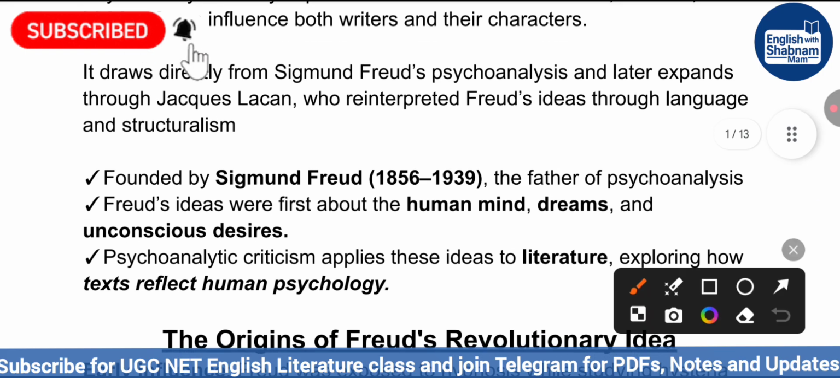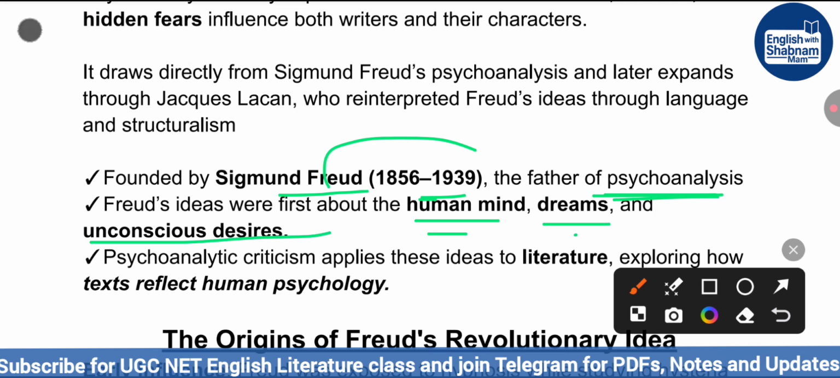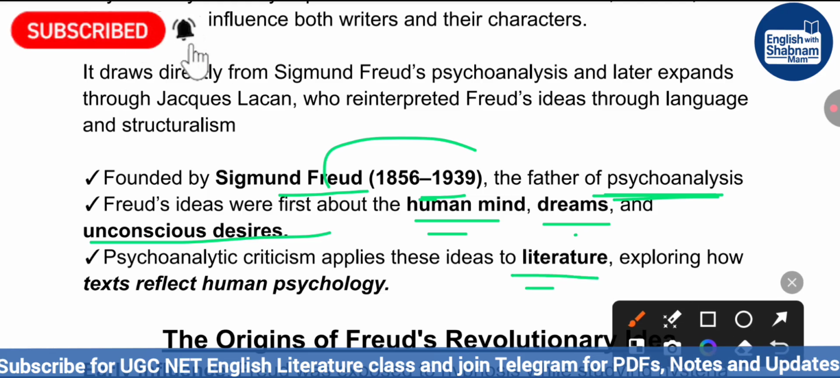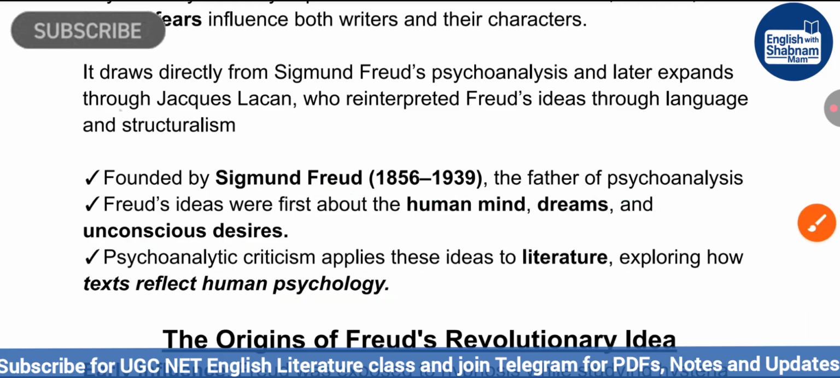Okay. So this theory was founded by Sigmund Freud, 1856 to 1939, the father of psychoanalysis. Freud's ideas were first about the human mind, dreams and unconscious desires. These were the first ideas that Sigmund Freud talked about in psychoanalysis. Psychoanalytic criticism applies these ideas to literature, exploring how text reflects human psychology. We use this theory to study the character's mind, if they have performed something, why they have, and from which perspective the writer has used it. This is why we use this theory, to analyze their mentality. So it is human psychology. Remember, psycho is related to psychology, related to treating the mentality of a patient, the instability that our mind has for whatever reason.